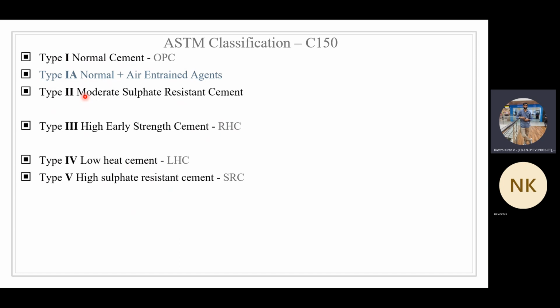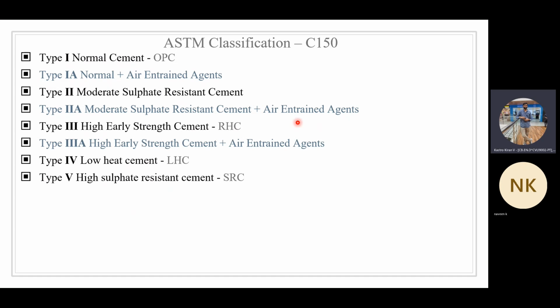Similarly, in type 2 we also have one more category, called type 2A, which is a mixture of sulfate resistant cement plus air entraining agents. So air entraining agents are common in both type 1A and type 2A. Similarly, we have type 3A, which is again a combination of air entrained agents with the higher strength cement. So on the whole, these are the 8 different classifications of cement available according to the ASTM standards: type 1, type 1A, type 2, type 2A, type 3, type 3A, type 4, and type 5.